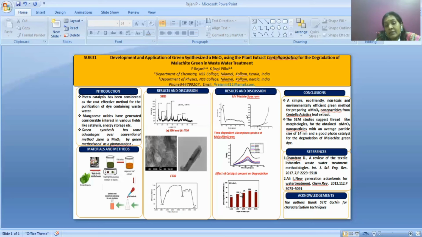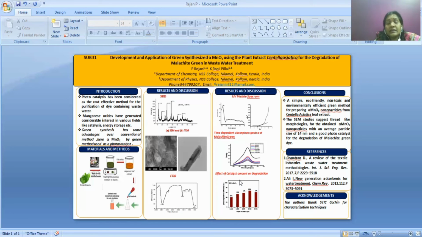We checked a lot of parameters to study the degradation efficiency of this material. The first one is the catalyst amount, the effect of catalyst amount on degradation. It is to be noted that as the amount increases too much, the degradation efficiency decreases, and the optimum is approximately 0.1 gram. At 0.1 gram the efficiency of the catalyst is maximum, and after that it does not increase much.